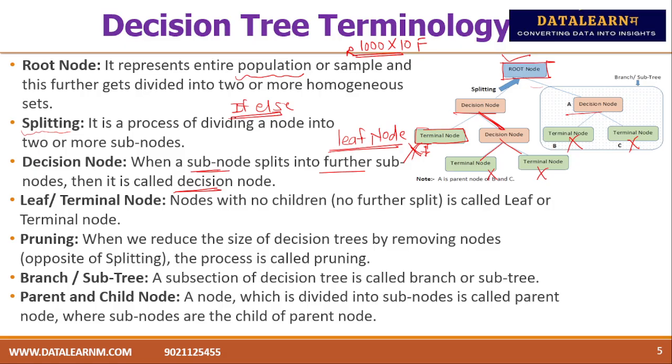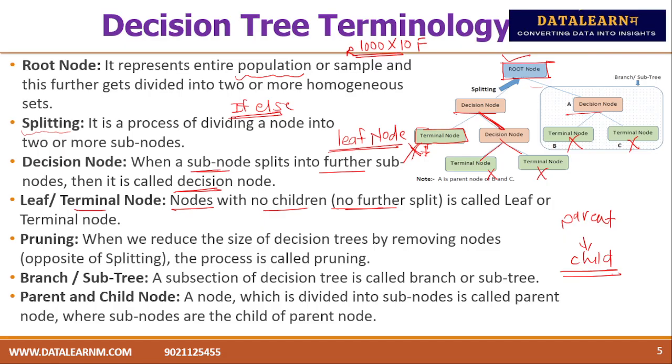How it stops that splitting, that we will see. For that it is calculating the entropy and Gini index actually. In order to stop that process, it calculates Gini index and entropy in the backend. How it is calculated, that part we will cover. A leaf node or terminal node is a node with no children or no further split. A parent-child relationship is there. I hope these three nodes are clear. Any doubt in these three types of nodes?